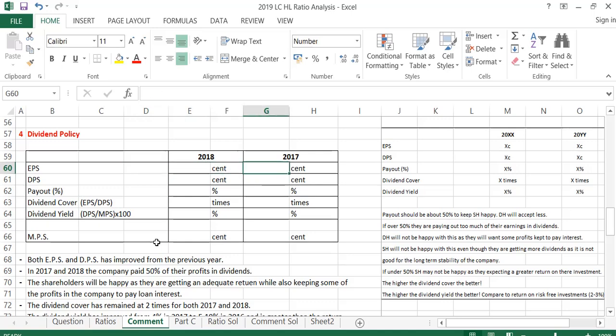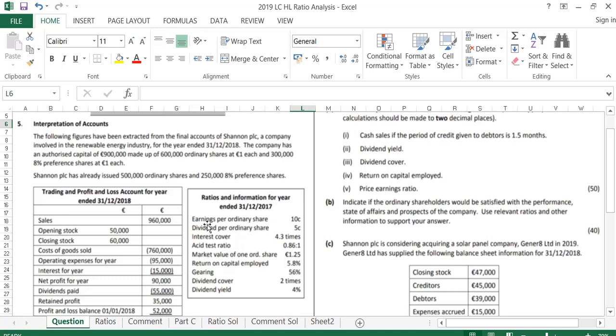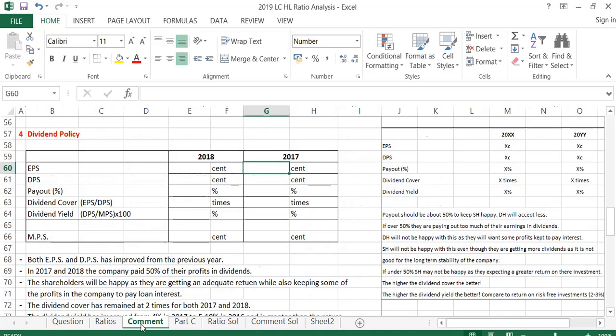So to work out last year's, first of all, I'm going to go back to last year's figures here. And I need to get my earnings per share, which is 10 cents, and my dividends per share, which is 5 cents. So last year, earnings per share was 10 cents, dividends per share was 5 cents. So to get my payout, it's just going to be my dividends per share, which is 5, over my earnings per share, which is 10, and then I'm going to multiply it by 100 to work it as a percentage. So 50%. So last year, of the earnings, 50% or half of them were paid out to shareholders in dividends.